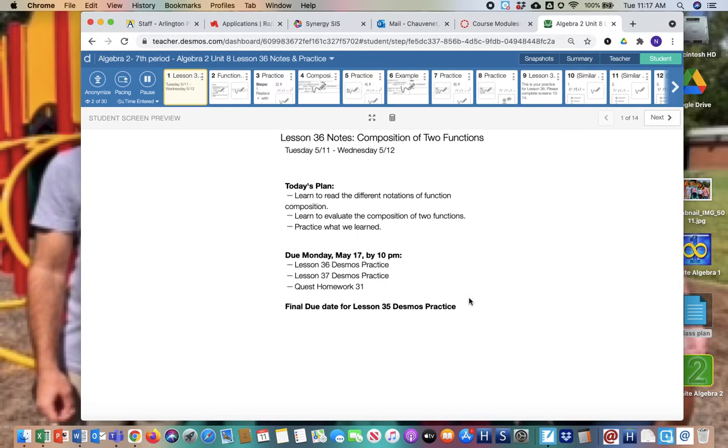Lesson 36, Notes and Practice. It's our first lesson in, we'll call it, Unit 8, Part B. So we're going to go through how to do composition of two functions, okay? Alright, so let's get rolling.